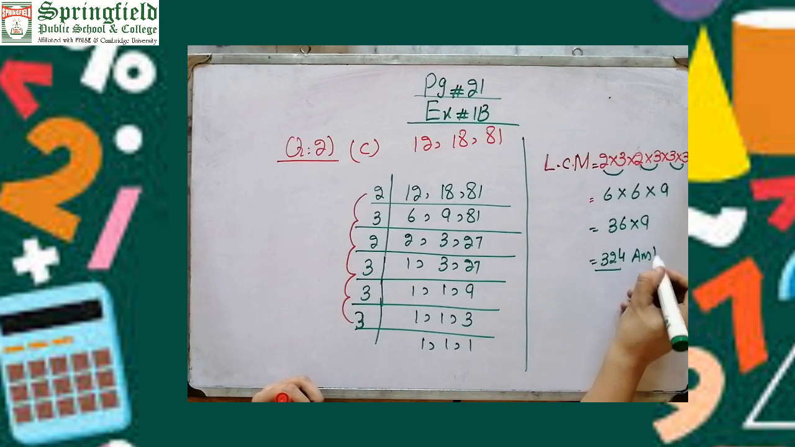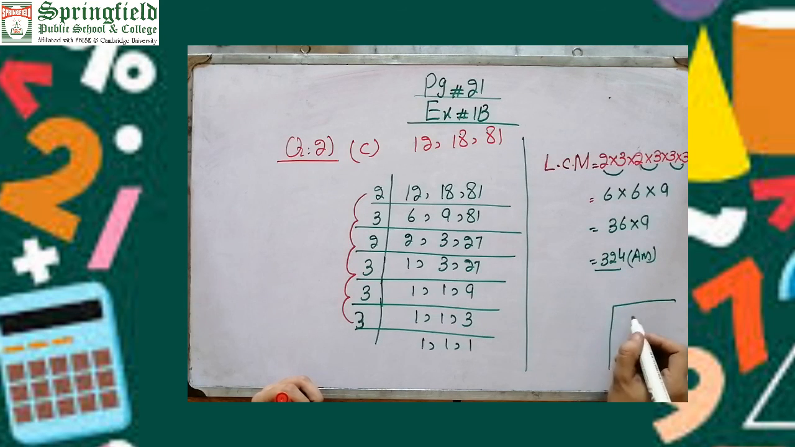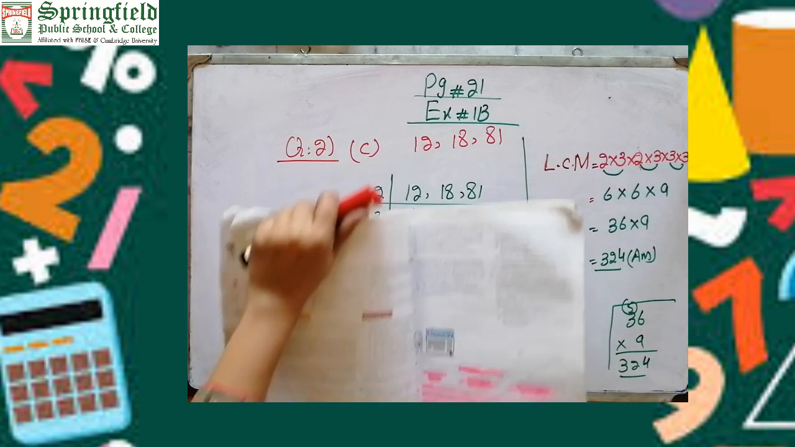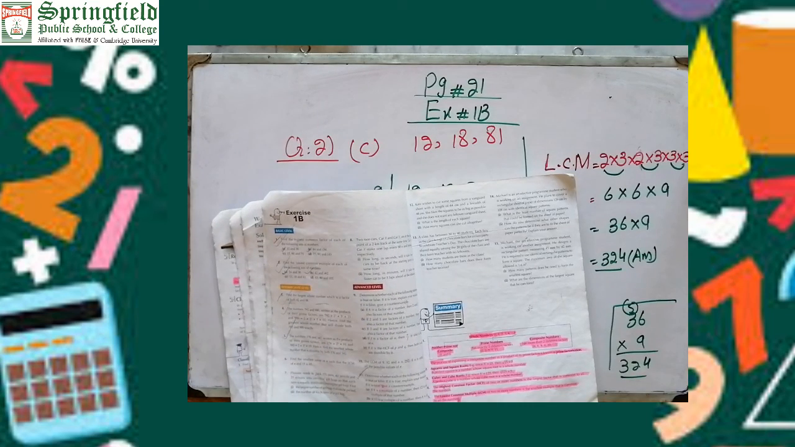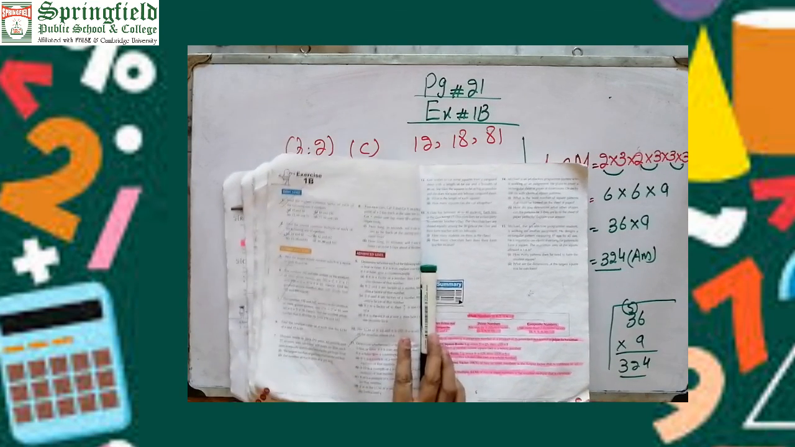This is your answer. You can do it here on the rough. 9 6s are 54, 9 3s are 27, 28, 29, 30, 32. Fine, understood? This is your LCM. This is your answer. Okay. Now rest all the questions are same. Do the practice of all the parts in your notebook. Understood, beta?